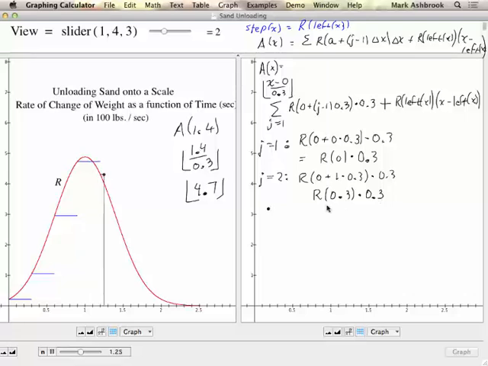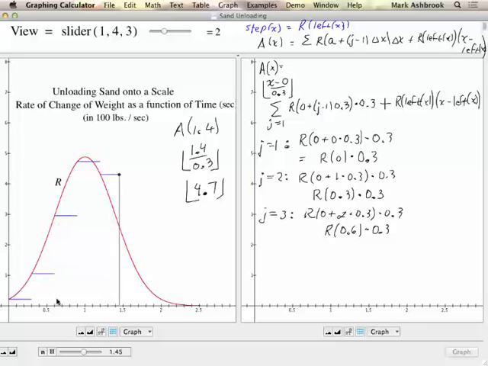J equals 3. R of 0 plus 3 minus 1 is 2 times 0.3, times delta x, equals r of 0.6. What interval are we talking about now? J equals 3, third interval. What's the rate in the third interval? R of 0.6 times the delta x, 0.3, gives us the bit of accumulation for the third interval.